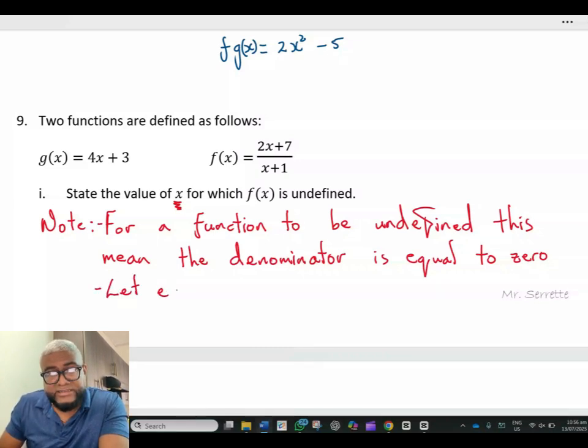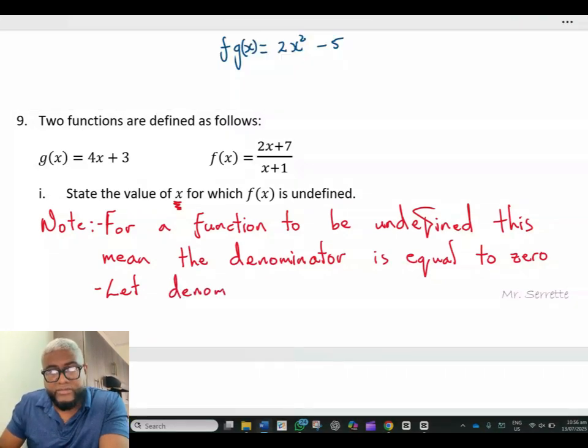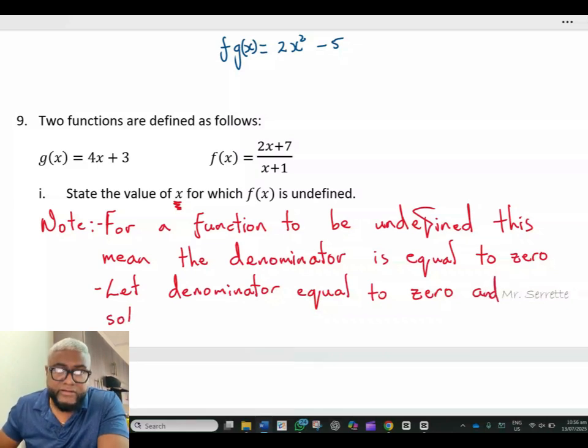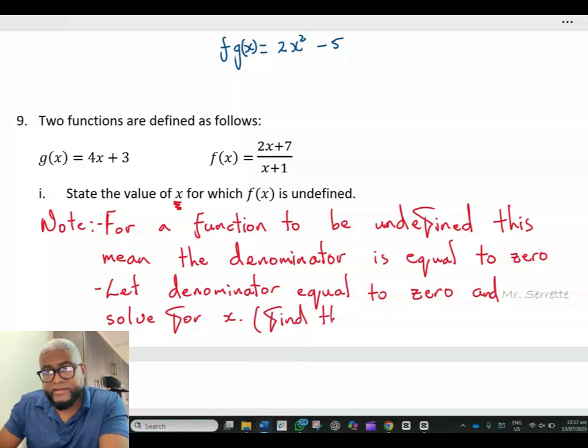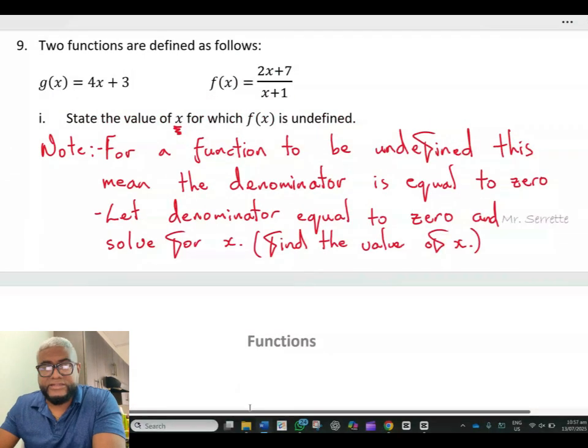So let the denominator equal to 0 and solve for x, meaning find the value of x. Right, so write this down.